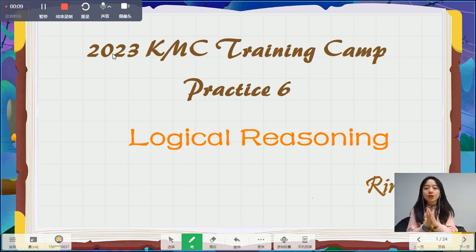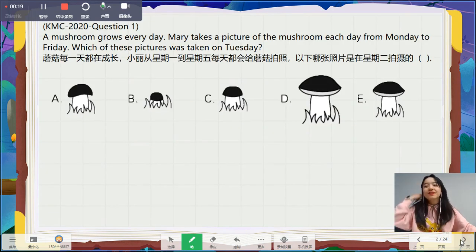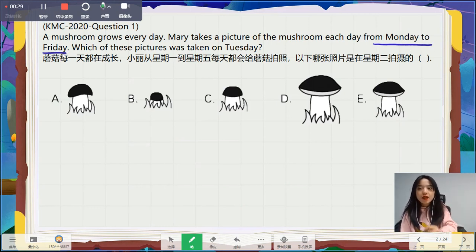It's about logical reasoning. Well, it sounds a bit difficult, but in fact, normally it's very interesting. Let's see the first question. A mushroom grows every day. Mary takes a picture of the mushroom each day from Monday to Friday. Which of these pictures was taken on Tuesday?